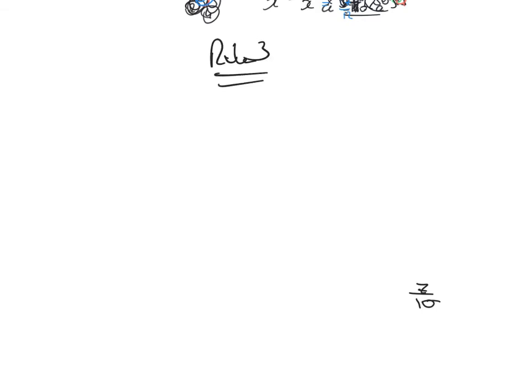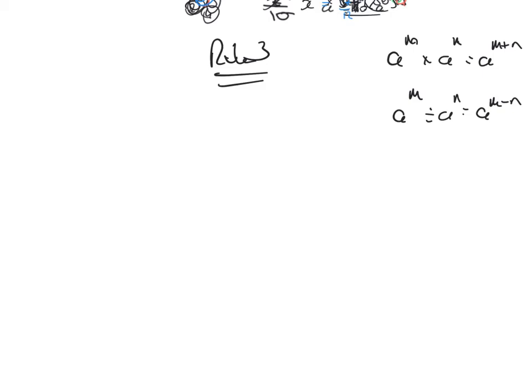Okay, now rule 3 of indices, let's just recap. Rule 1, a to the power m times a to the power n is equal to a to the power m plus n. So when you multiply, you add the powers. Then there was rule 2. Rule 2 was a to the power m divided by a to the power n is equal to a to the power m minus n. Now rule 3 is a to the power m brought to the power n is equal to a to the power m times n.